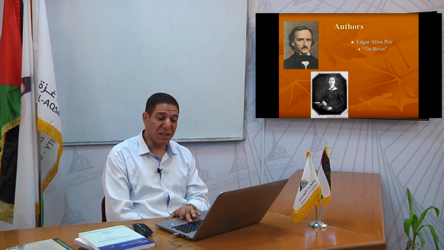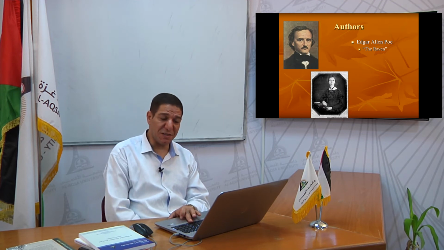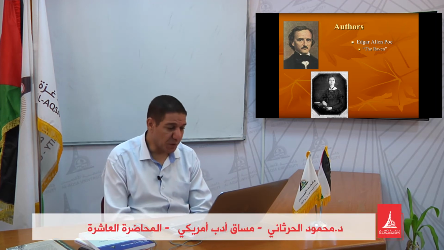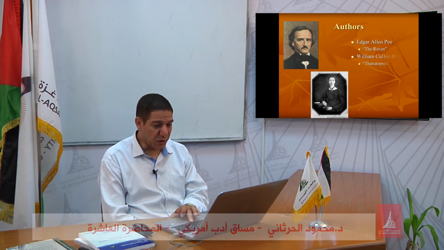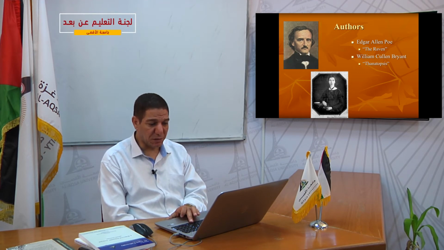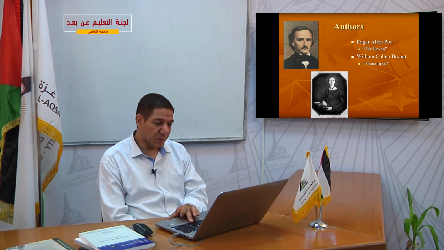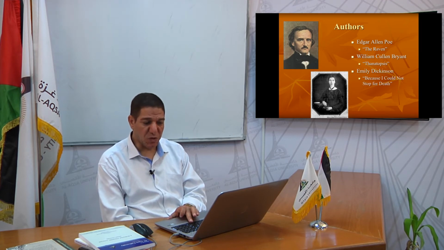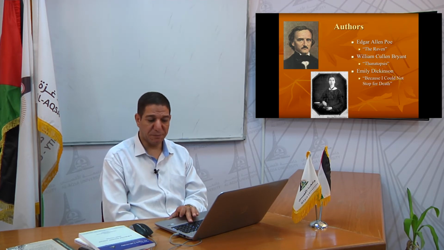Edgar Allan Poe, The Raven. The Raven is a famous poem. Again, we've mentioned it before. And we have William Cullen Bryant, okay, Thanatopsis. Emily Dickinson, Because I Could Not Stop for Death.